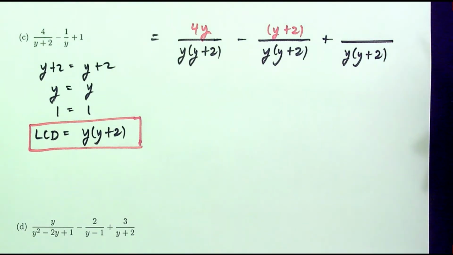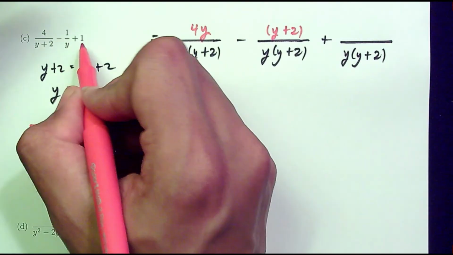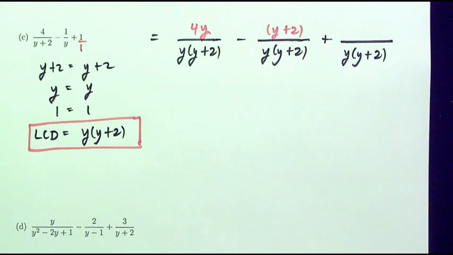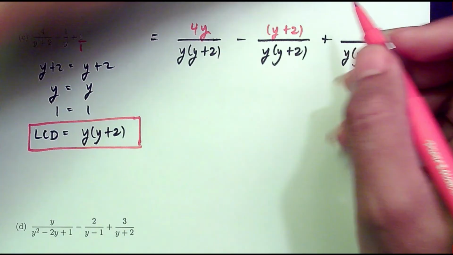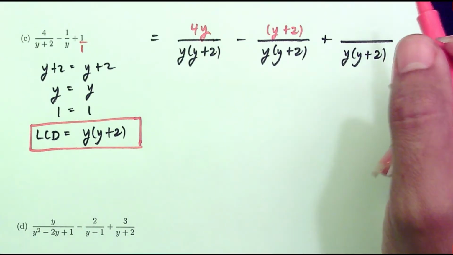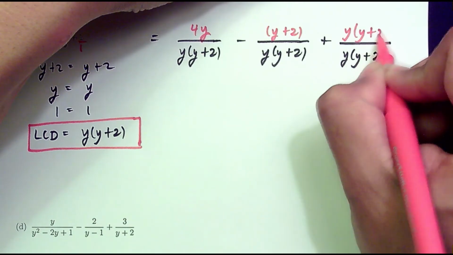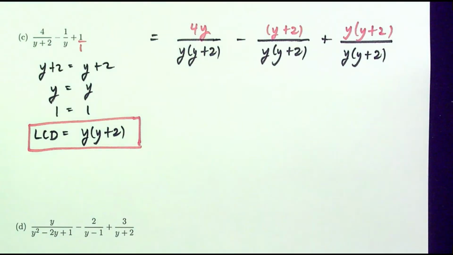And lastly, the last one, you have to think of this as 1 over 1, right? So the very last one, both are missing, the y and the y plus 2. So the top is going to become 1 times y times y plus 2, and you don't have to write the 1, so just write y times y plus 2.